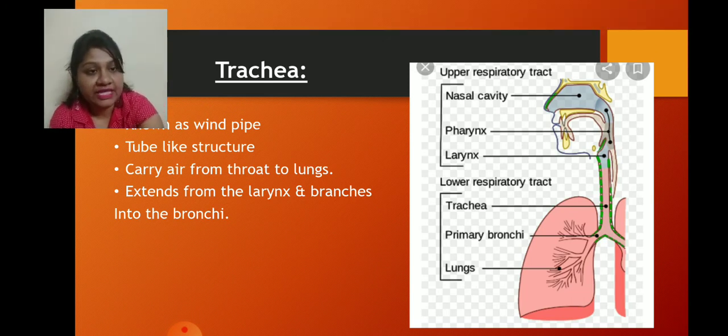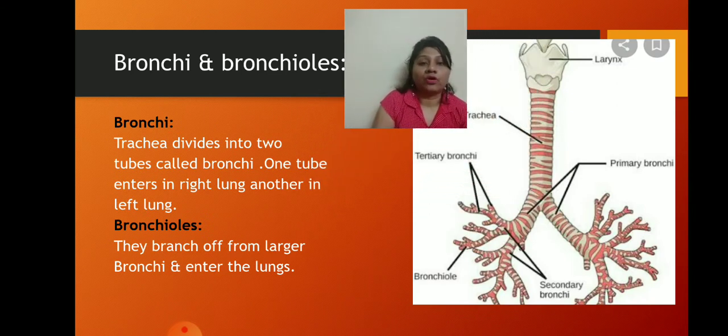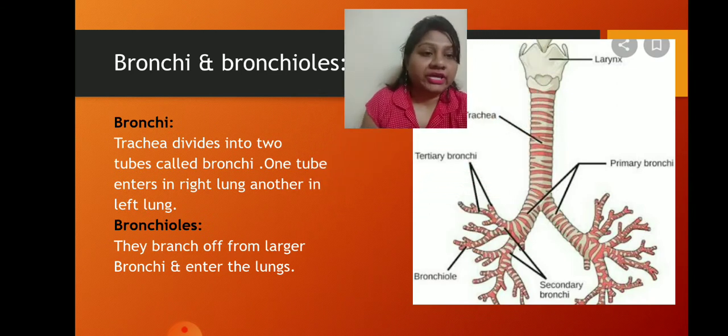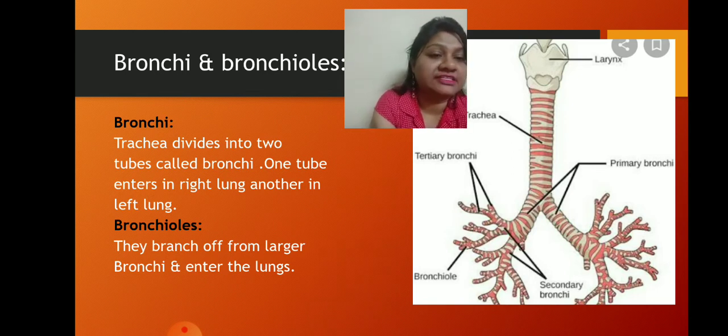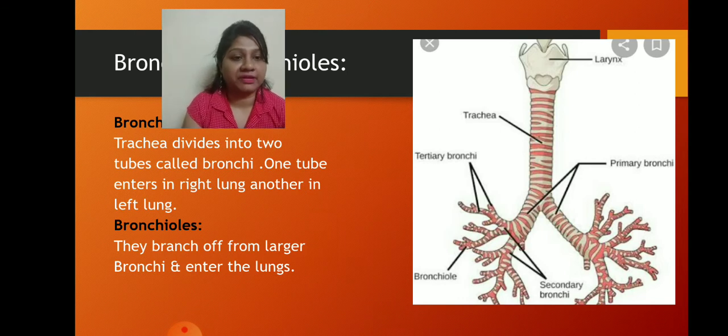Okay, here we will know about the bronchi and bronchioles. You can see it is in the picture. You can see it is very clear. It is a picture of trachea or the windpipe.